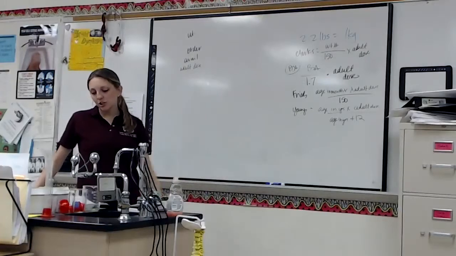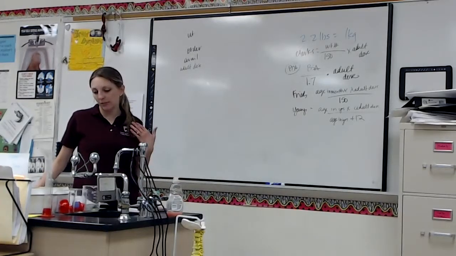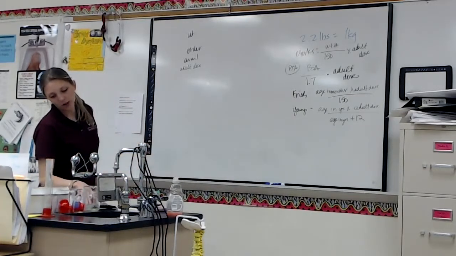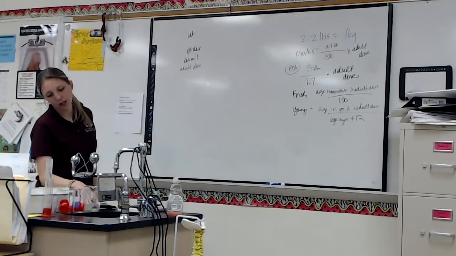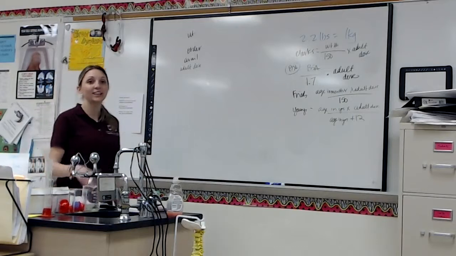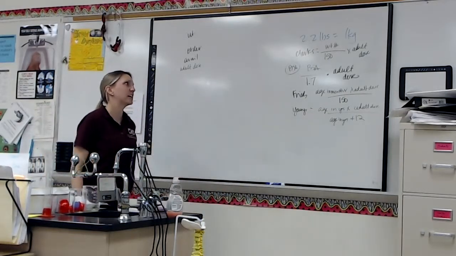Number 1, physician orders milk of magnesia for a 3-year-old child. The adult dose for milk of magnesia is 30 milliliters. So what volume do we give? Look, 3-year-old, the adult dose is 30 milliliters. All we have is their age in years, so we're going to use Young's. Think Young is age.